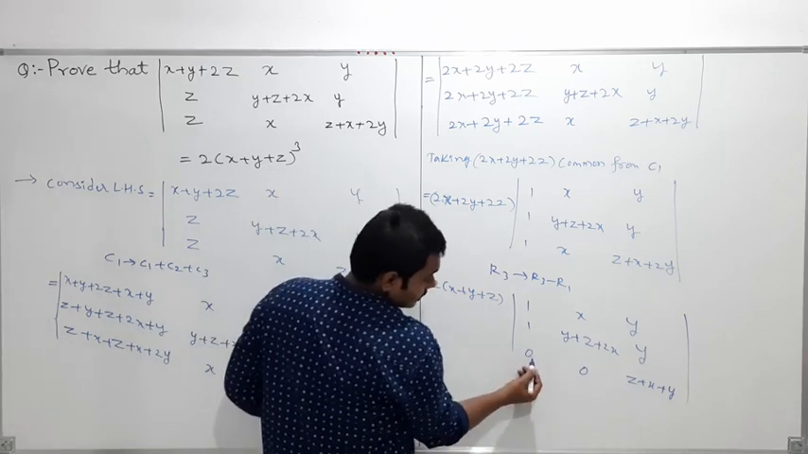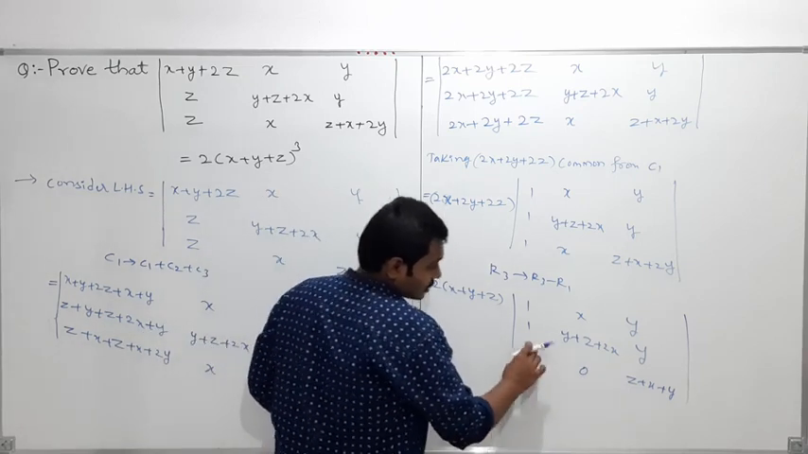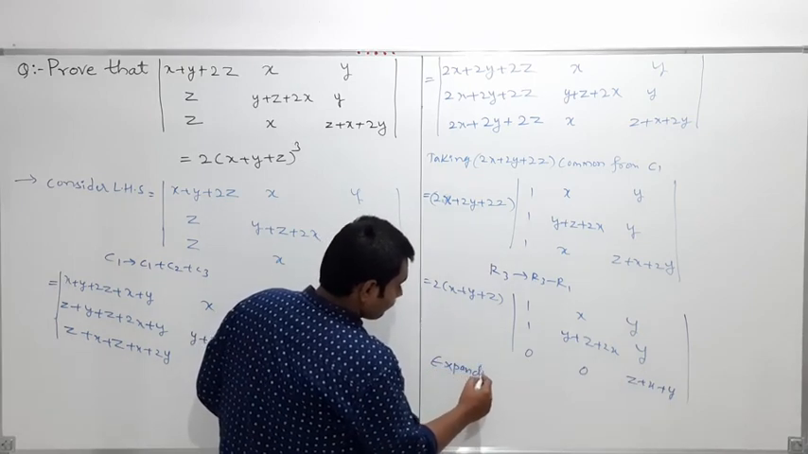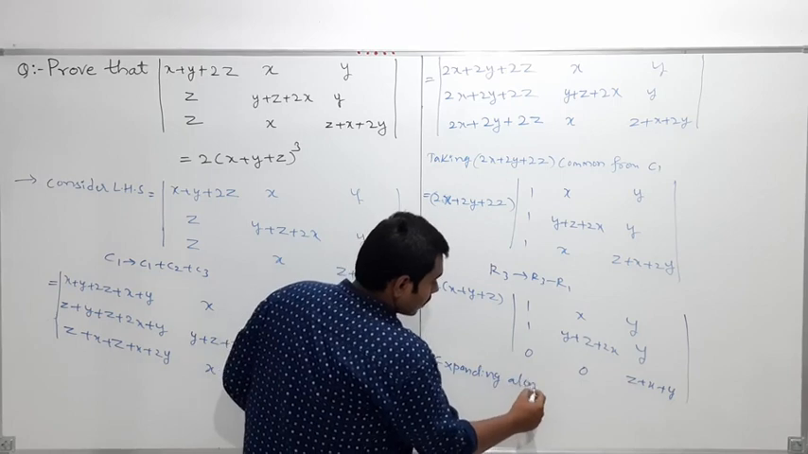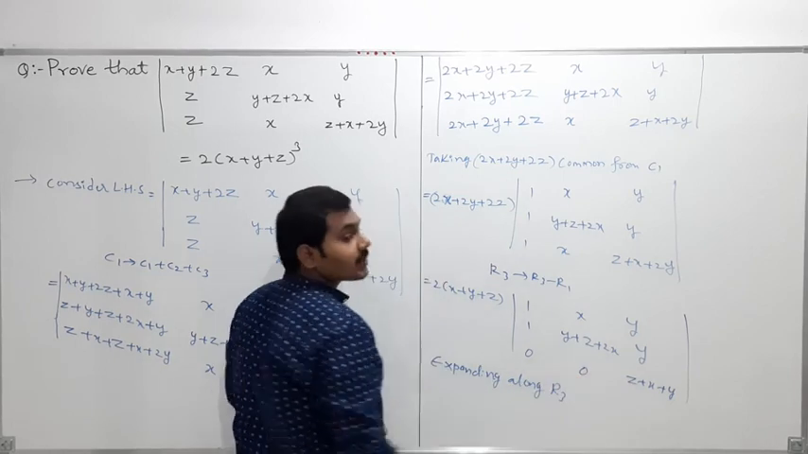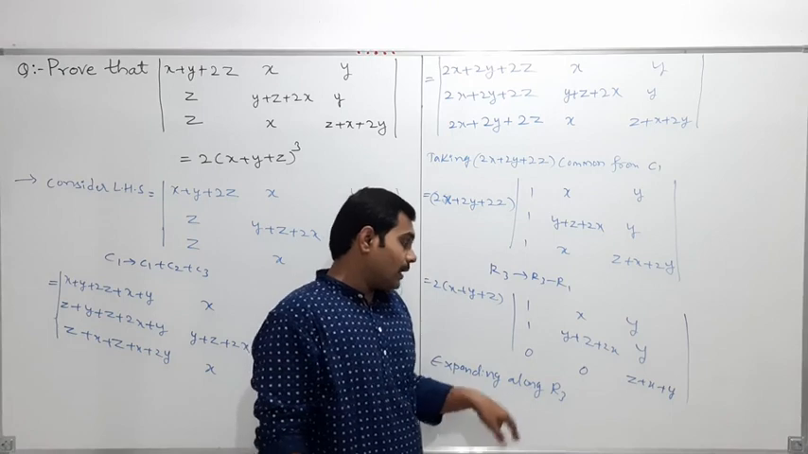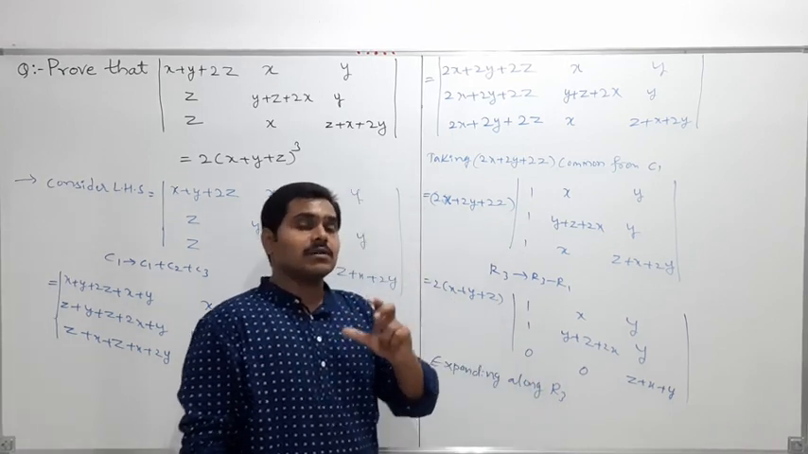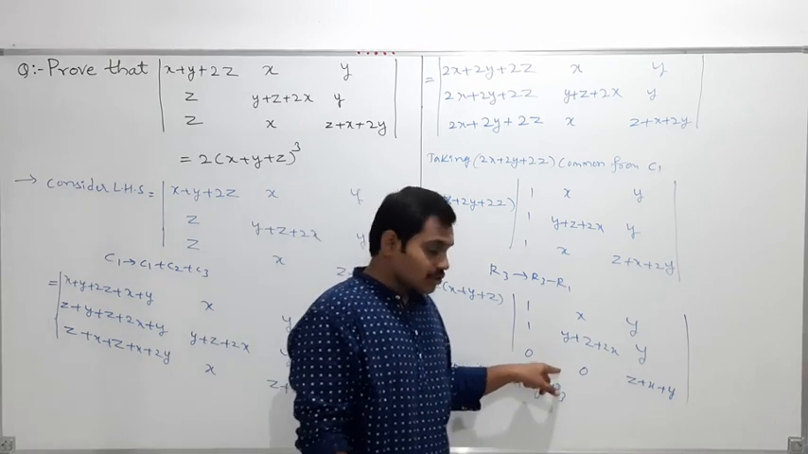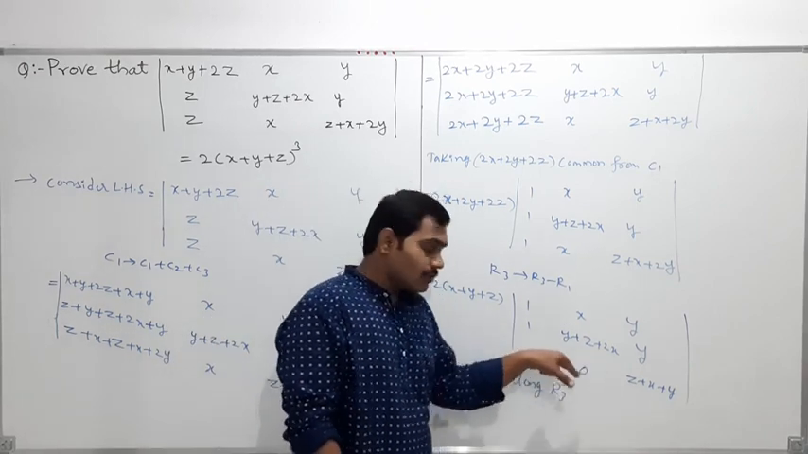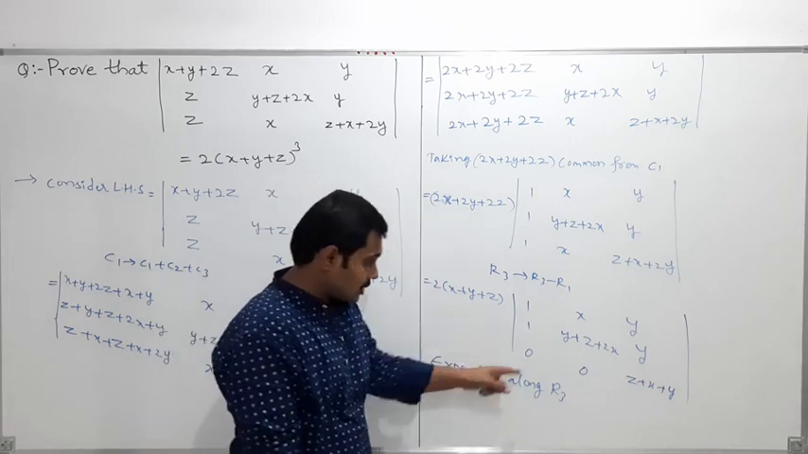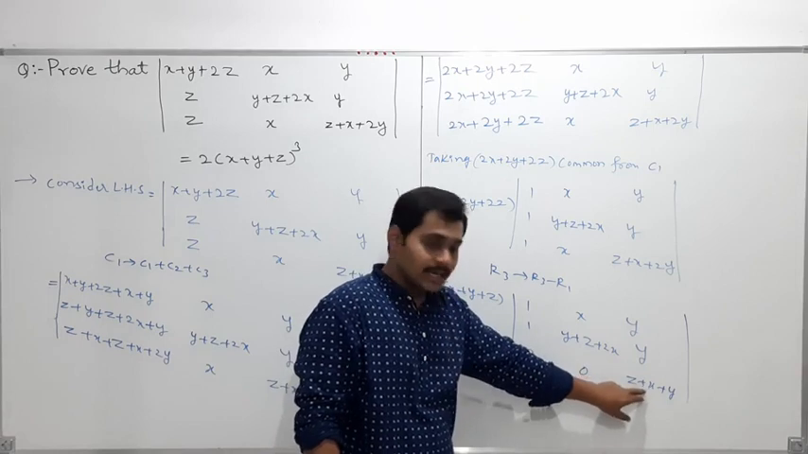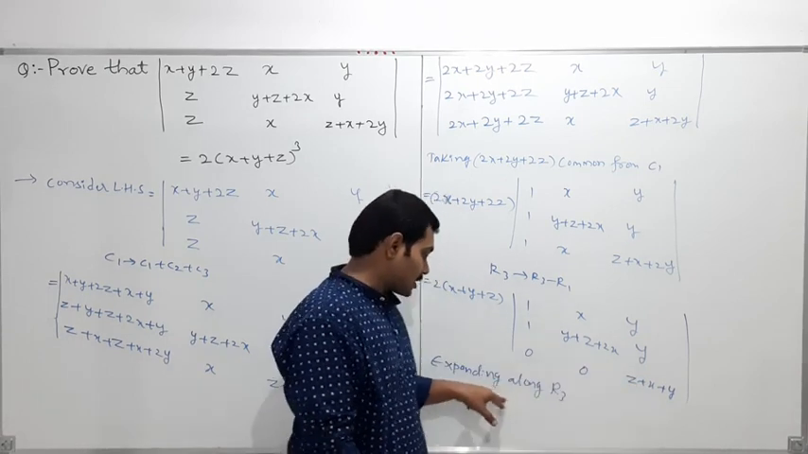Here 0 0 is there. It means that I will expand along row 3. I am expanding along row 3 because already I told you that in the determinant, if the maximum number of zeros are in a row or column, then we should expand along that row, because you can easily expand this one: 0 here, also 0 here. So we will leave those, and solve only taking this element. Therefore I am expanding along row 3.